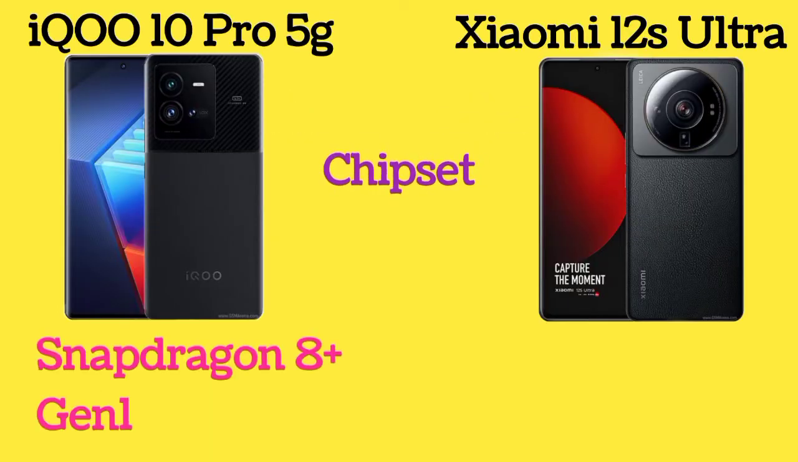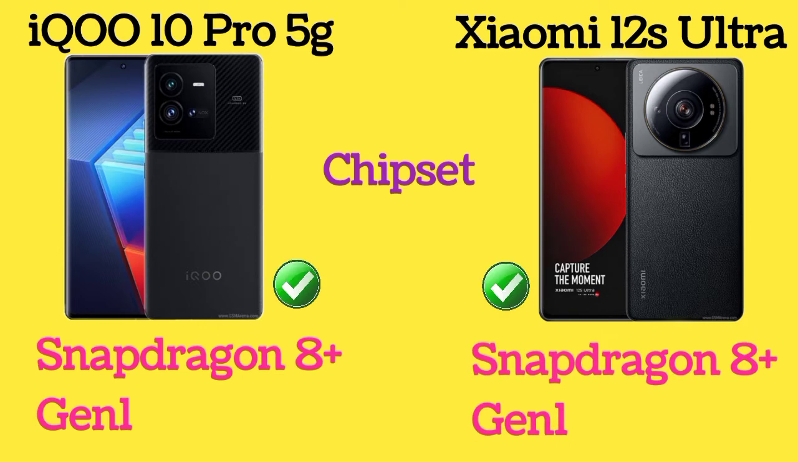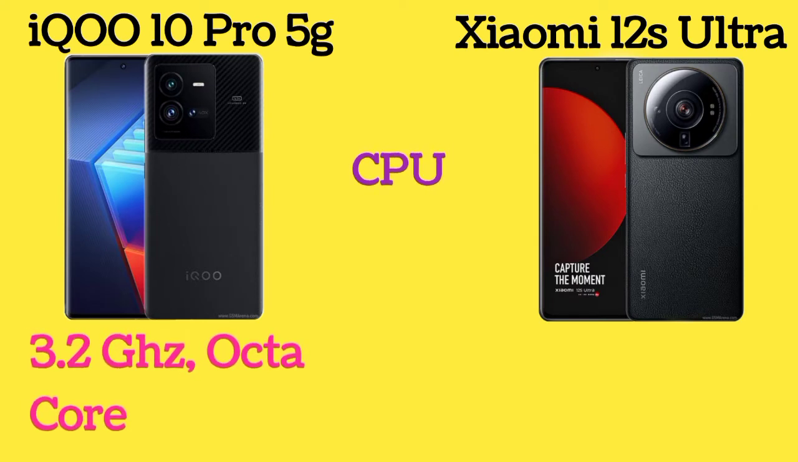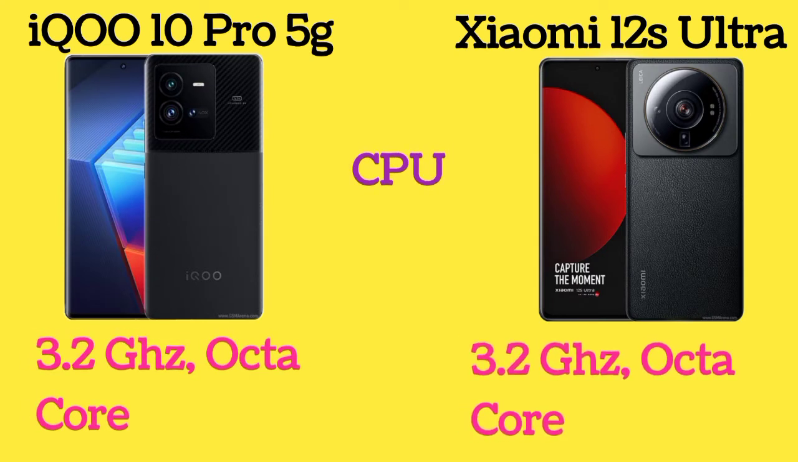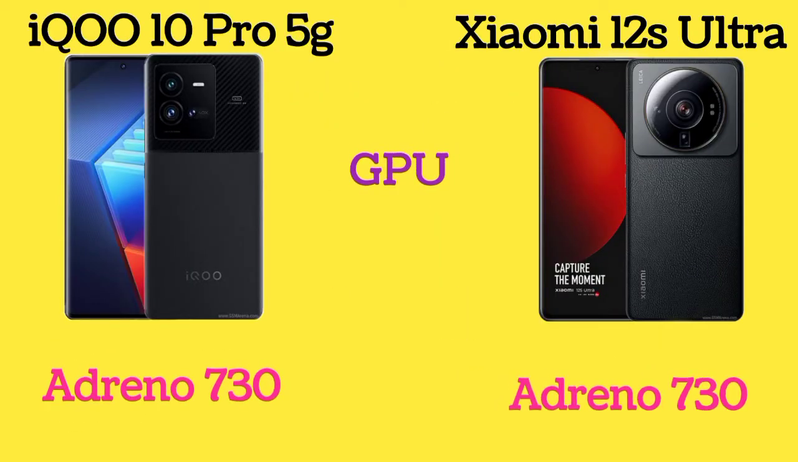iQOO 10 Pro and Xiaomi 12s Ultra both phones have same Snapdragon 8 Plus Gen 1 chipset. The CPU process of both iQOO 10 Pro and Xiaomi 12s Ultra is 3.2 GHz octa-core. iQOO 10 Pro and Xiaomi 12s Ultra both phones have same Adreno 730 GPU.